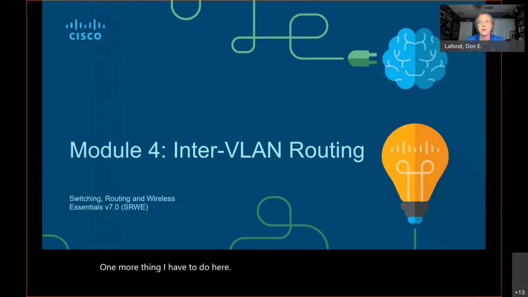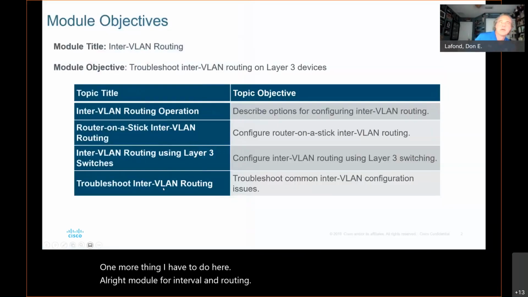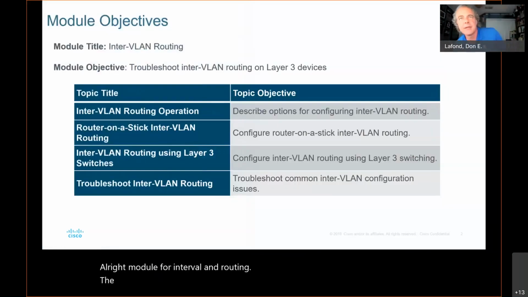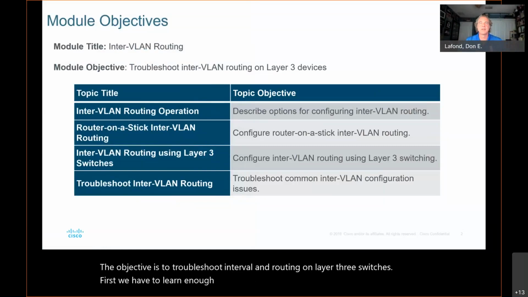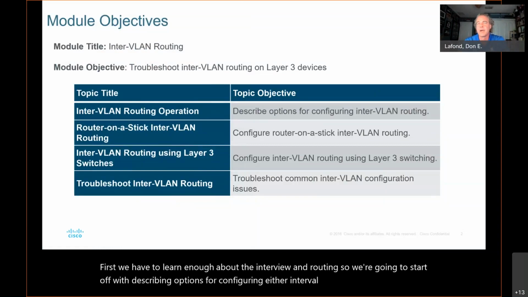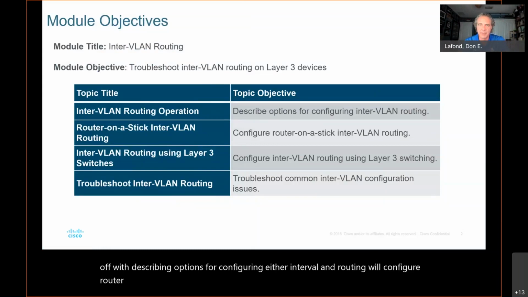All right, Module 4, Inter-VLAN routing. The objective is to troubleshoot inter-VLAN routing on layer 3 switches. First, we have to learn enough about inter-VLAN routing. So we're going to start off with describing options for configuring inter-VLAN routing. We'll configure router on a stick inter-VLAN routing. We'll configure inter-VLAN routing using a layer 3 switch, and we'll troubleshoot common inter-VLAN configuration issues.